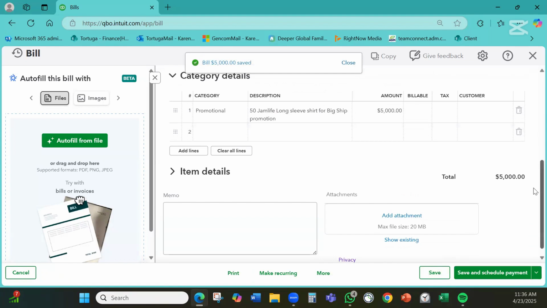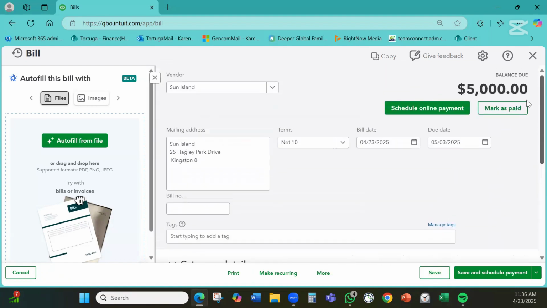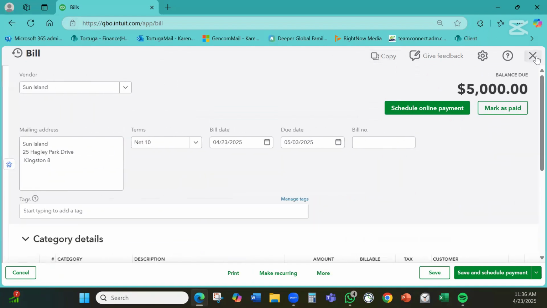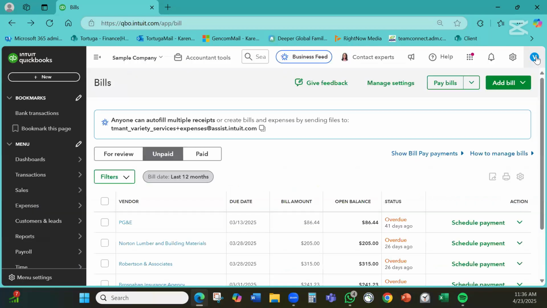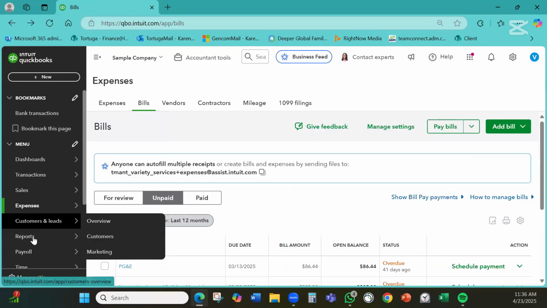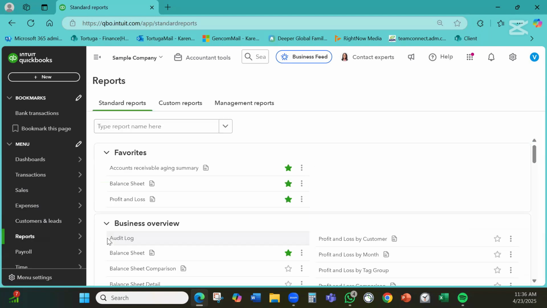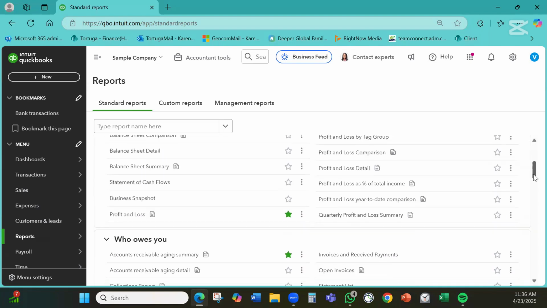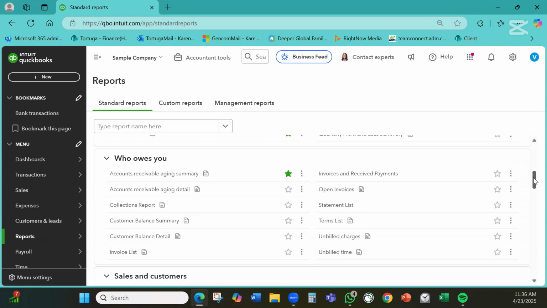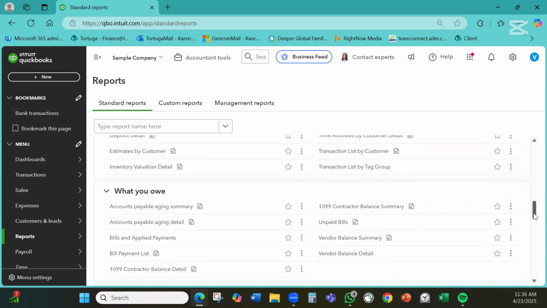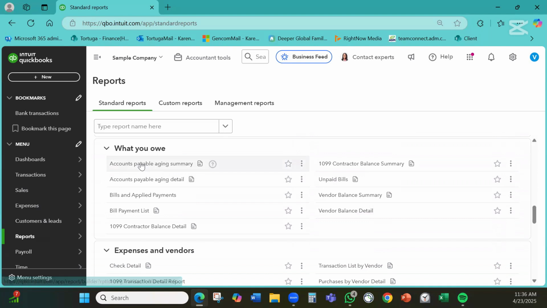So this item is now set up under Sun Island. Like I did for the other one, you go to reports and you can look at your report to see, okay, who is it that I owe, and when do I have to pay them back? So again, this is set in the category of who you owe or what you owe. You go under this reporting category and you run your report.